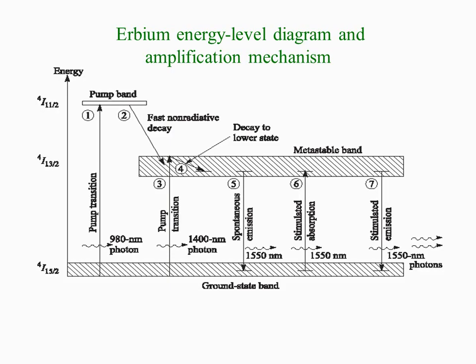So this is the energy level diagram and amplification mechanism in the erbium doped fiber amplifier. It is based on population inversion and stimulated emission, but the active medium is different. In the semiconductor optical amplifier, the active medium is a semiconductor material like indium gallium arsenide phosphide. But in the erbium doped fiber amplifier, silica fiber with erbium element makes the active medium.